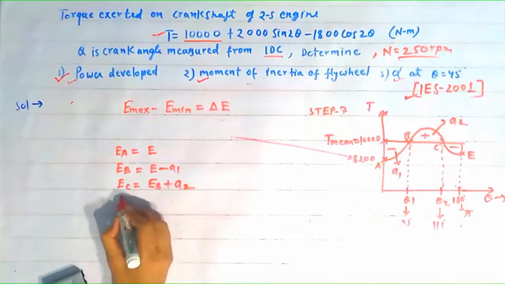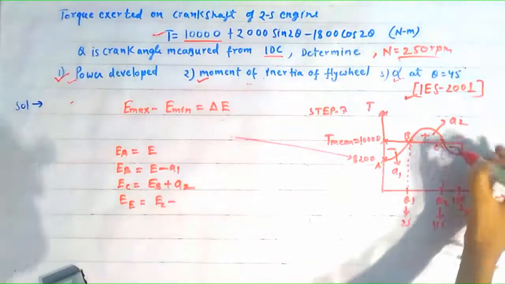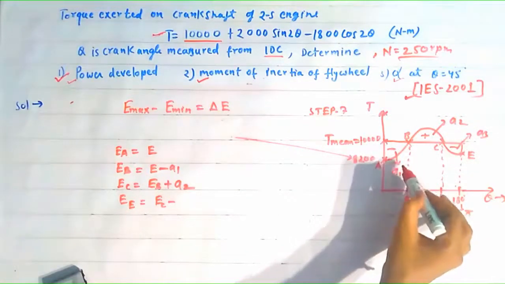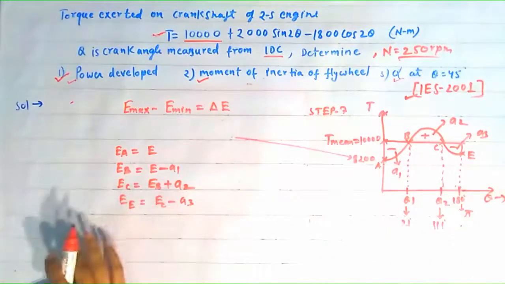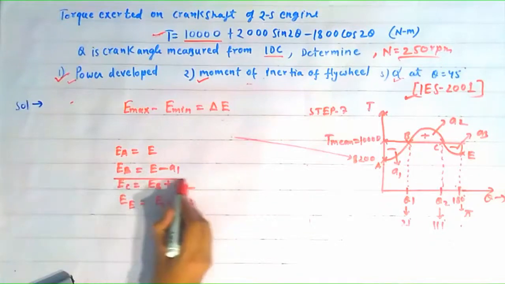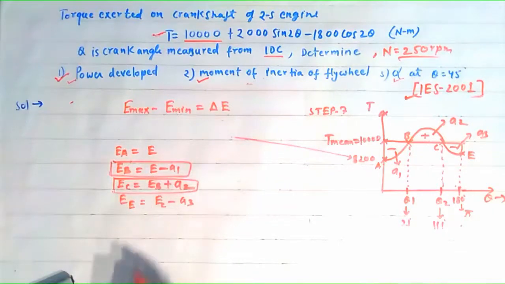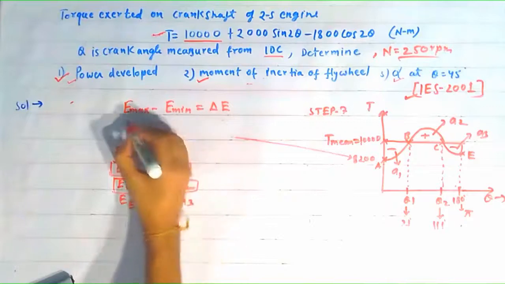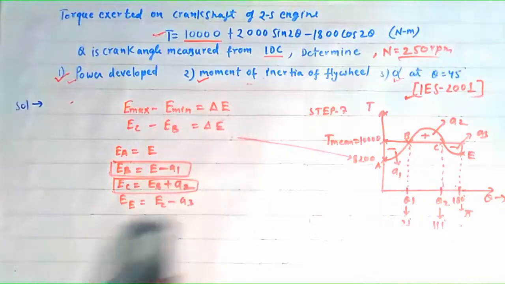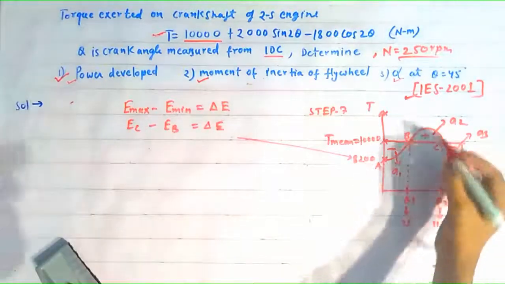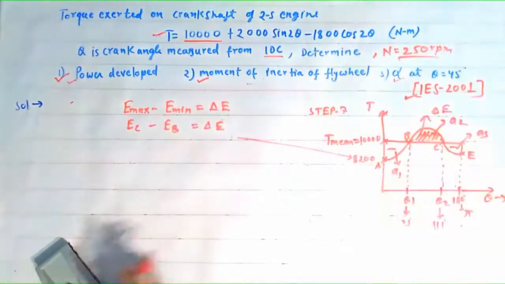Energy at E is equal to energy at C minus this area, that is A3. Suppose the areas of these loops are A1, A2 and A3. Now the maximum energy in the cycle is the energy at C, and the minimum energy in the cycle is the energy at B. So E max minus E min is equal to energy at C minus energy at B, which is delta E. Energy at C minus energy at B is the area of this loop, that is the maximum fluctuation of energy.